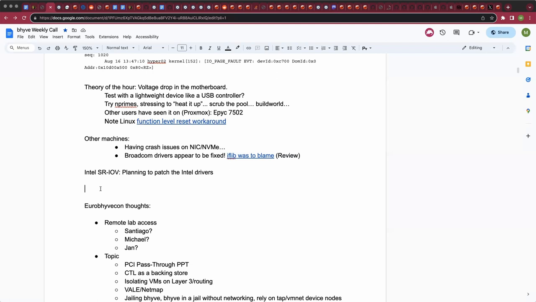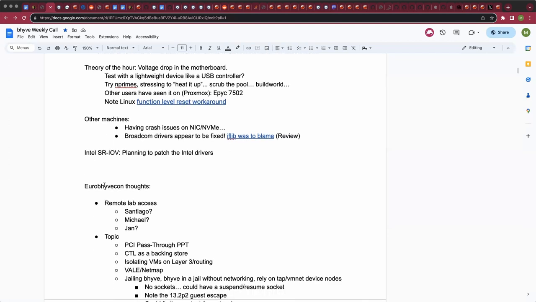So, while you dig that up, does anyone else have PCI pass-through related issues, hardware issues, anything in this category before we shift gears? I'll take that as a no. Patrick, you available? I see you're muted.